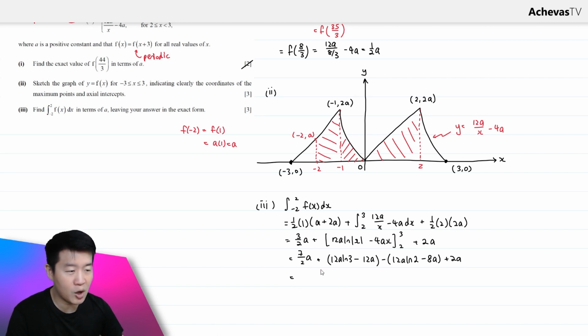Consolidating all the common terms together, we will get a 12a ln 3 minus 12a ln 2, which is a 12a ln of 3 over 2, and for all the rest of the terms, adding them together will give me a minus half a. Okay, the area of these three regions, when I add them together, is going to help us to represent the integration from minus 2 to 2.